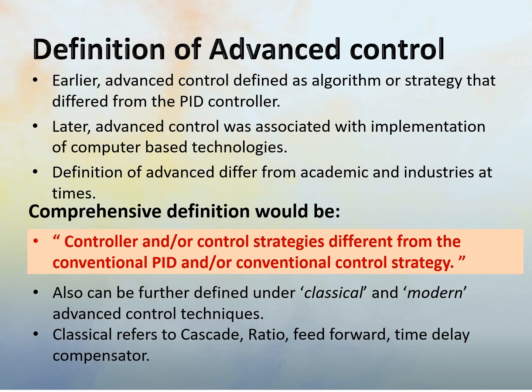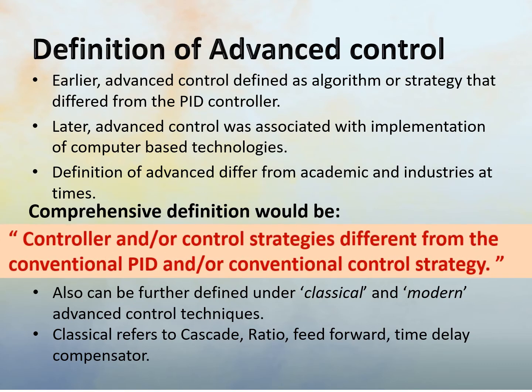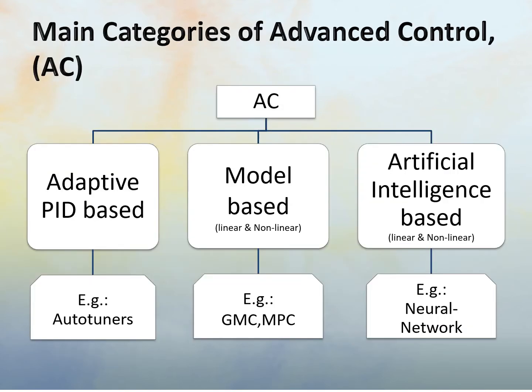Under advanced, you can have classical advanced methods such as the cascade and ratio that you have seen before in your process control class, and the feed-forward method that I will teach you later. Also, we have other methods which have nothing to do with the PID, other modern advanced control strategies that we will touch on in this class. Under advanced, we have different strategies: the adaptive PID-based, the model-based, and the AI-based methods.